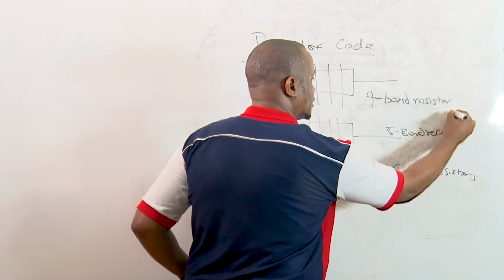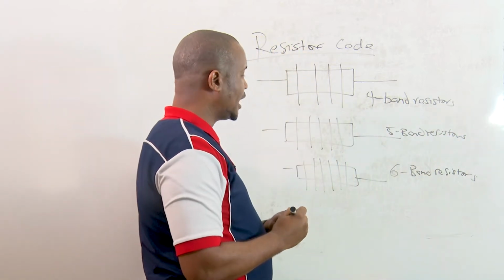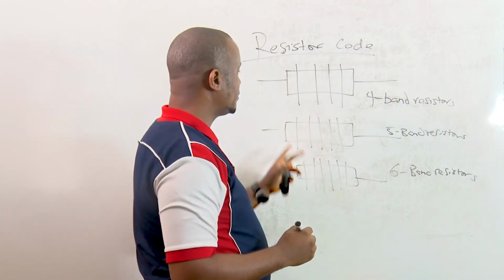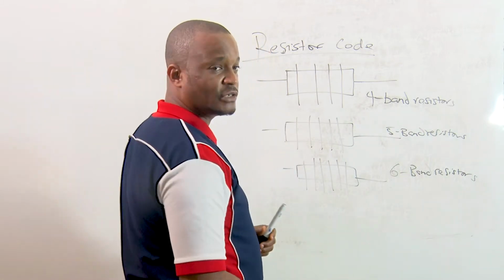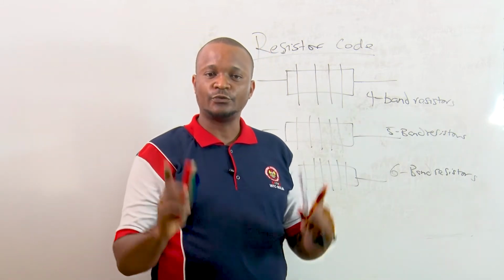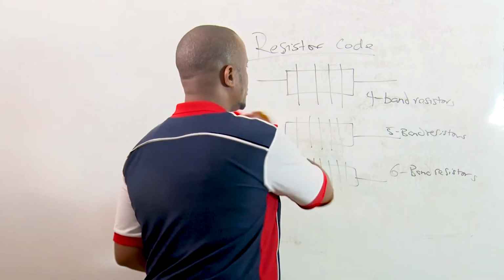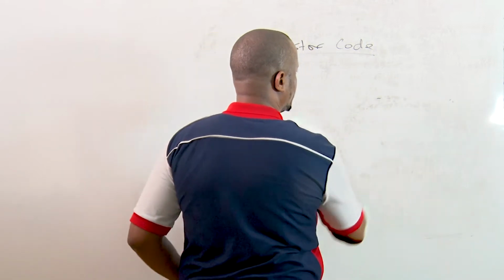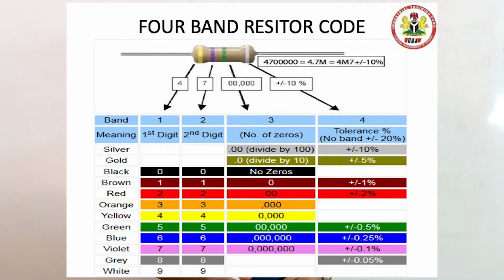Okay? So when you look at the markings, you can tell how to read these resistors by looking at the color codes, which we are going to look at shortly. However, for this topic, we are going to be looking at 4-band and 5-band resistor color codes and how to read them. So let us look at the screen. The screen shows you the table on how to read a 4-band resistor code.